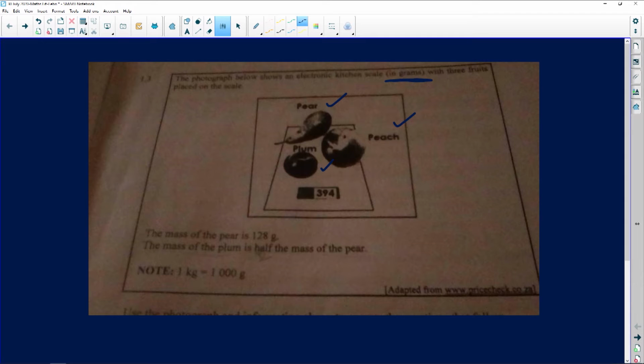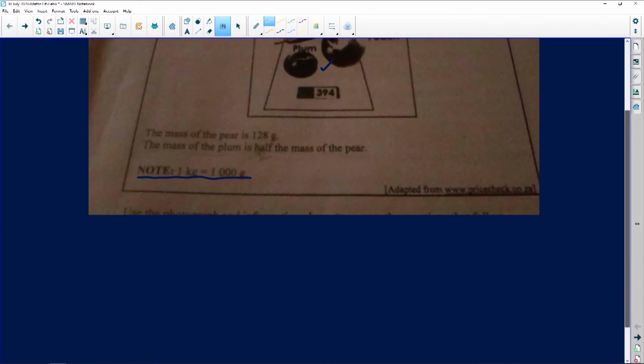Look at what I was telling you guys. I said to you, sometimes you are told. Look at this. It says here, note that 1 kilogram is equal to 1,000 grams. That's the type of information that we are looking for. And then it also says the mass of the pear is 128 grams. The mass of the plum is half the mass of the pear. But in this particular question, that information we are not going to be using. What is the information that we are going to be using?